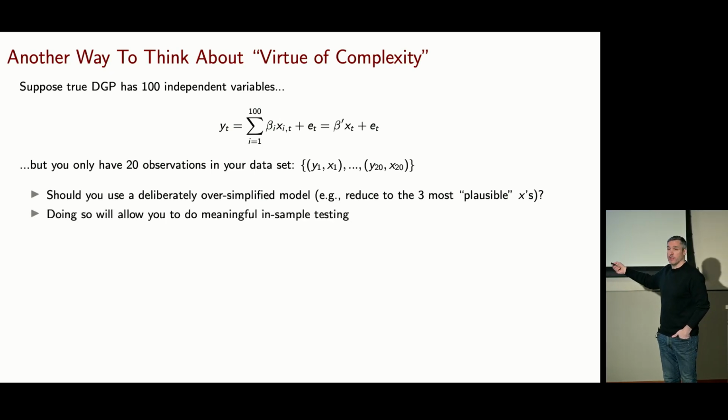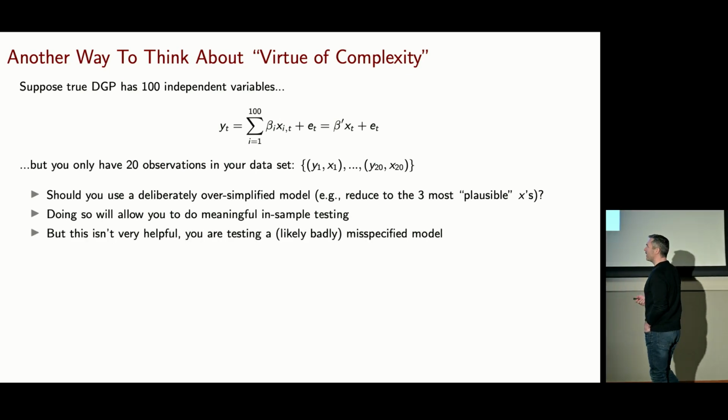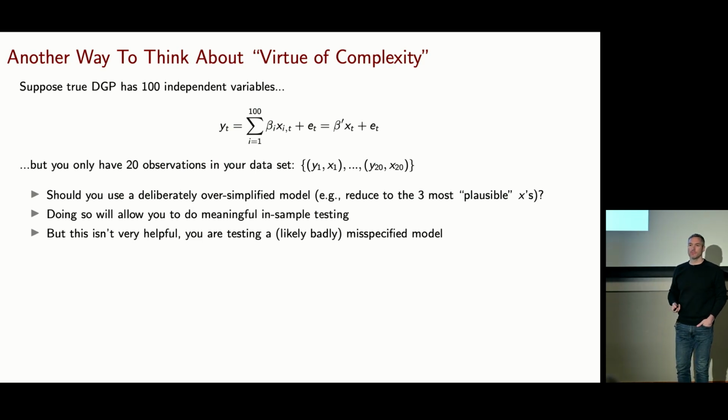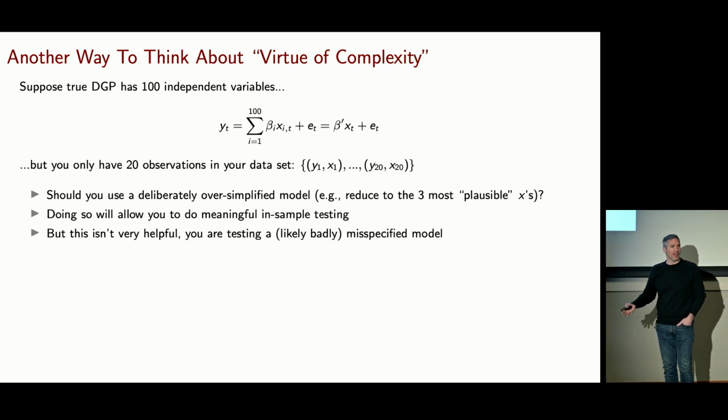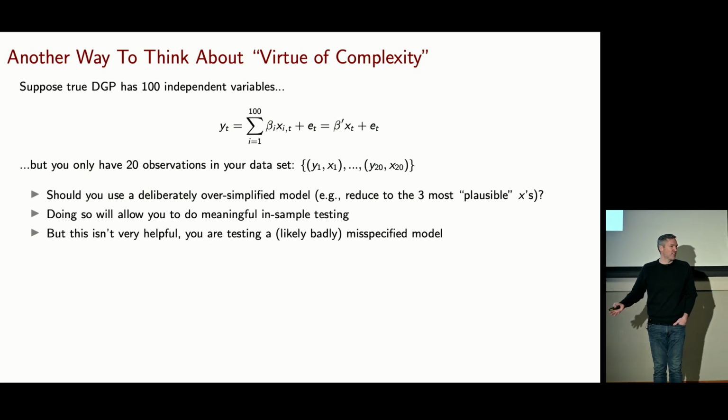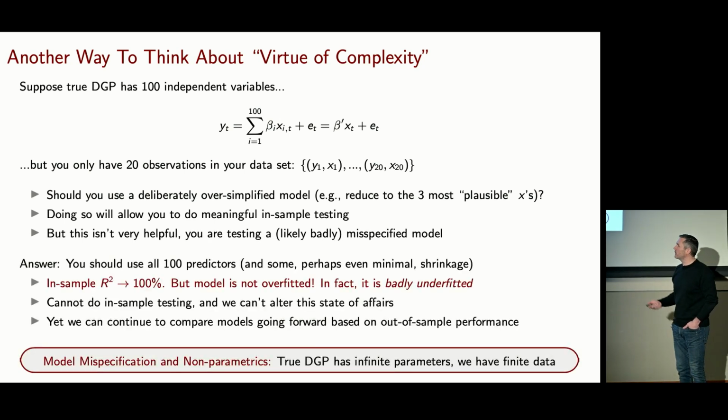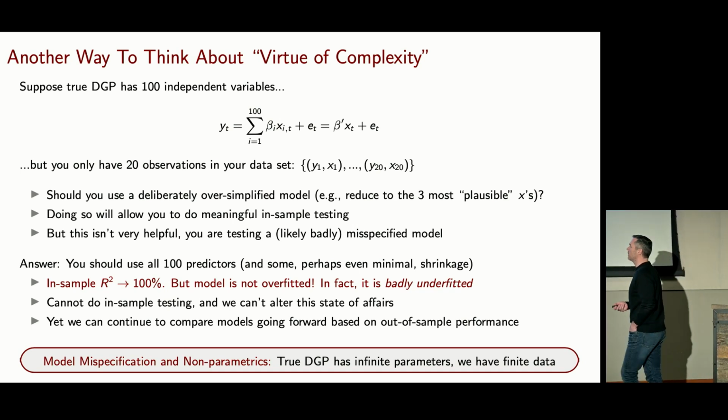If you do, that's great. You'll be able to do things like in-sample tests. But this isn't very helpful because you've picked probably a really bad model. You're doing testing. That's kind of cool. But you're testing the wrong stuff. All right? No. In fact, what you should do is use all 100 predictors. You only have 20 data points, but you should use all 100 predictors.